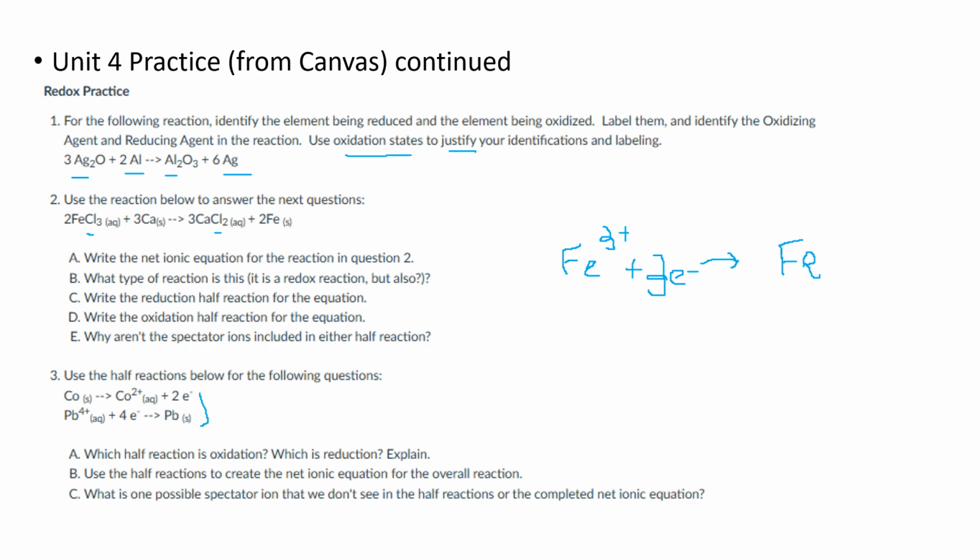And C, what is one possible spectator ion that we don't see in the half reactions or the complete net ionic equation? We have to think about a spectator ion, an ion that would be aqueous on both sides of this equation, and lead is not very soluble with very many things, so we need to think of an anion that is soluble almost always, or in this case always. Nitrate would be the great choice for this question. Nitrate is always soluble, so it's always going to be a spectator in a single or a double replacement reaction.